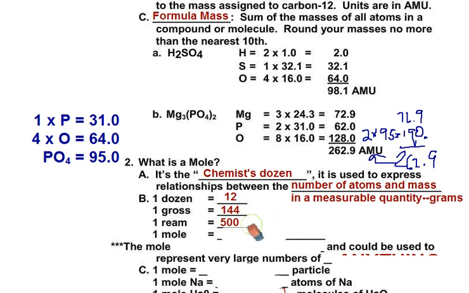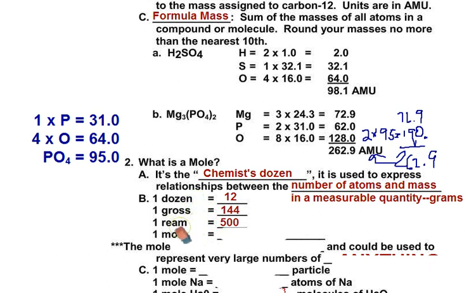You may have heard of other ones. A score is 20, so if you've heard of "four score and seven years ago, our fathers brought forth on this continent a new nation," from Lincoln's Gettysburg Address, he gave that speech in 1863. Well, in 1776, we brought forth this new nation, and the difference is 87 years. So four score and seven years ago was 87 years, and that works out to a score being 20.